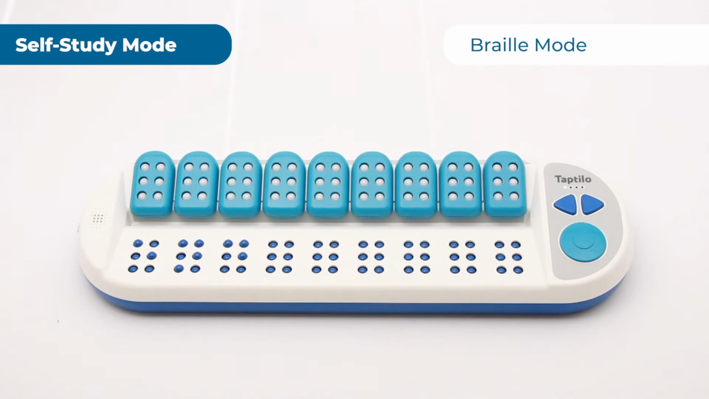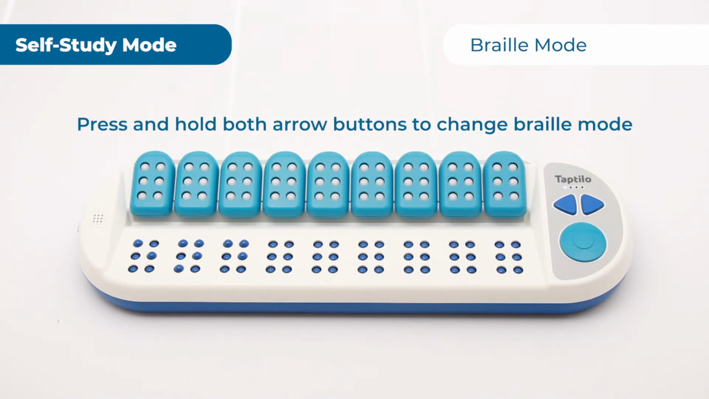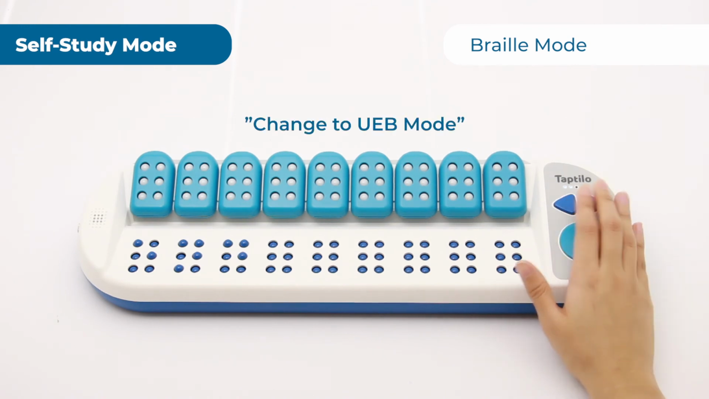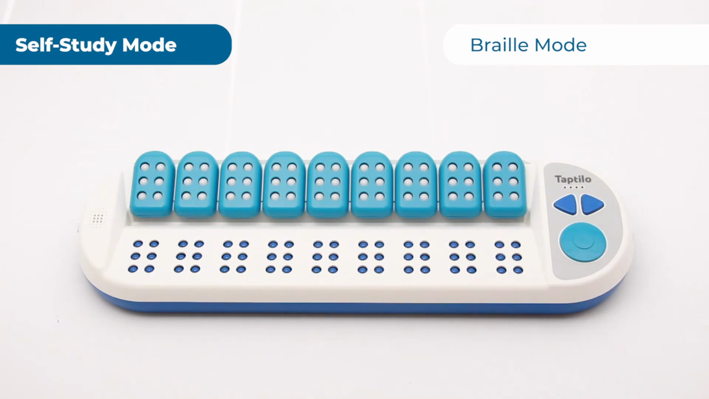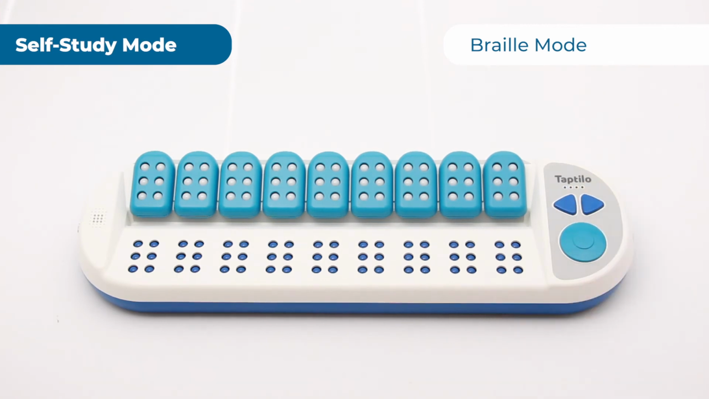Now we'll look at how to change the Braille mode. When using self-study mode, the default setting is uncontracted Braille. Press and hold the left and right arrow button together until you hear the audio, Change to EV mode, and the Braille will show in contractions. If the Braille doesn't change, try pressing the right arrow button once to move to the next word.